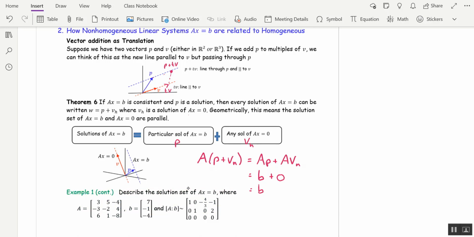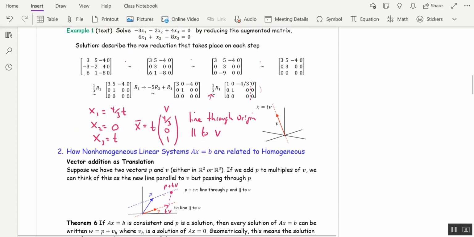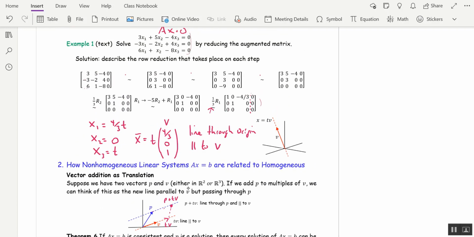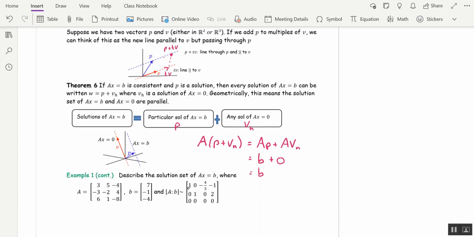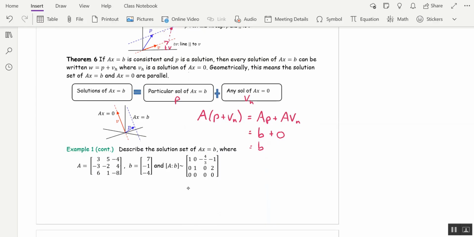All right, so this is example 1 continued. This is the same coefficient matrix as up here, and we've just replaced the 0, 0, 0 with b, which is 7, -1, 4. And I've already done the matrix reduction. Instead of augmenting with 0, I augmented with b, and I end up with this. Okay, so I'm going to read off the solution. I'm going to start at the bottom. x3, that's free, so call it t. x2 is not free. x2 is 2.